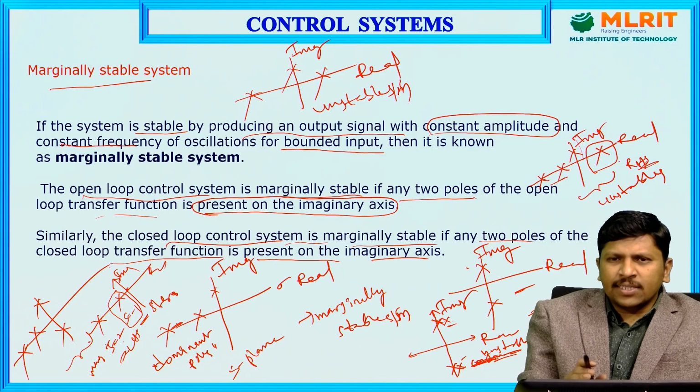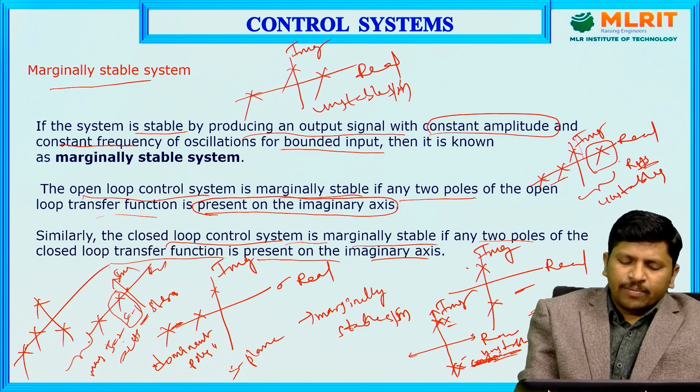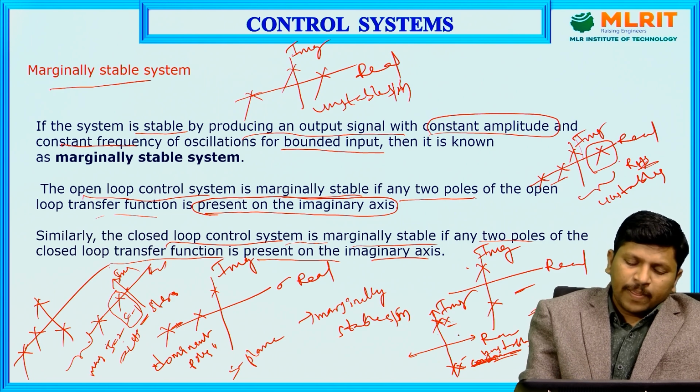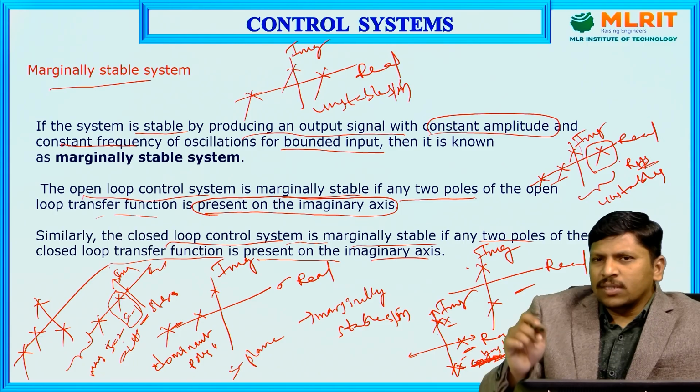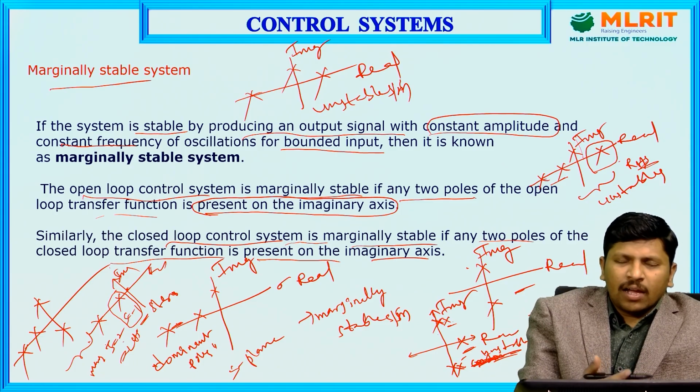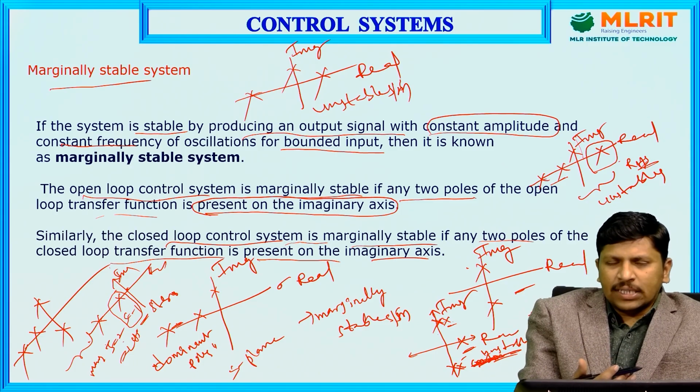If at least one pole is present on the right of the plane, then these types of systems are unstable systems. Repeated poles present on the imaginary axis are unstable. Here one more pole is on the right side, so that's why it is an unstable system. All these are the basic system analysis, or stability analysis, in control systems.